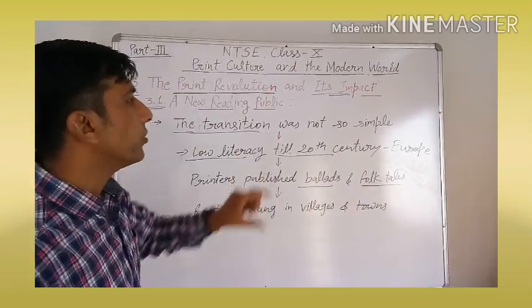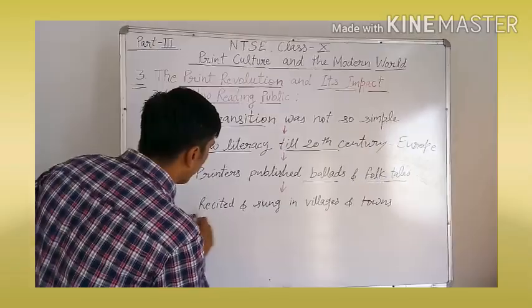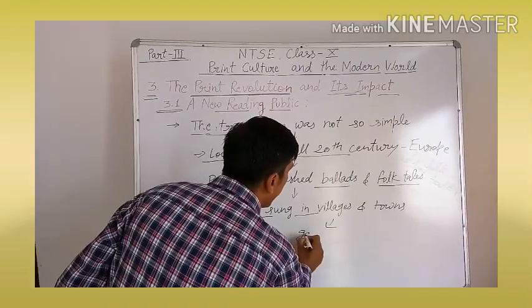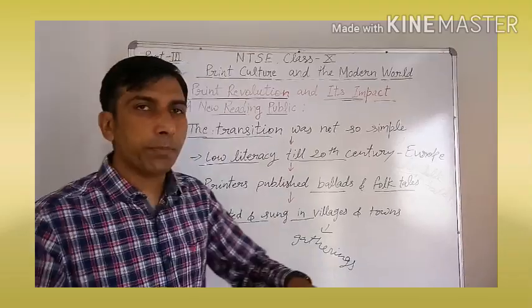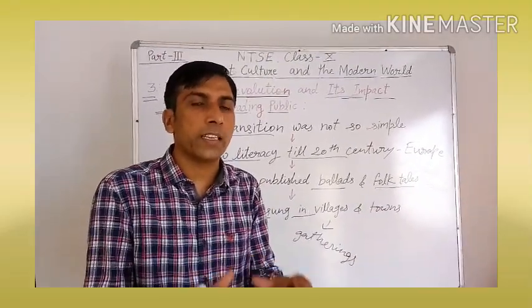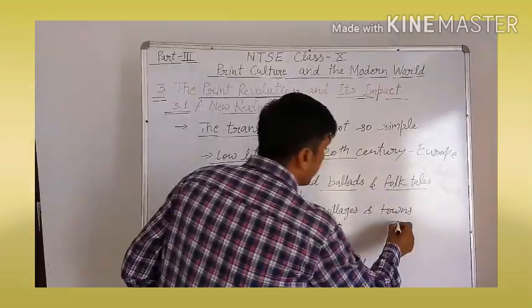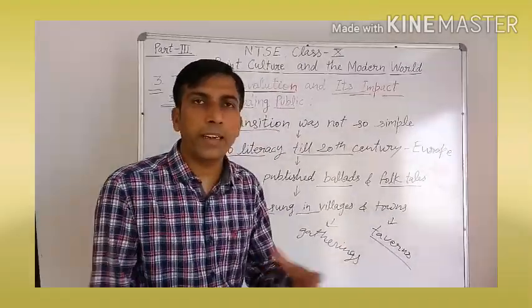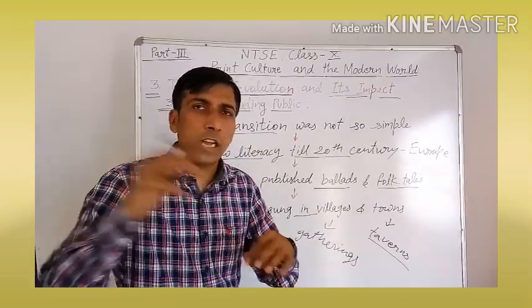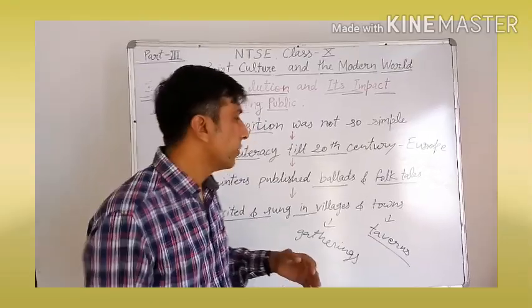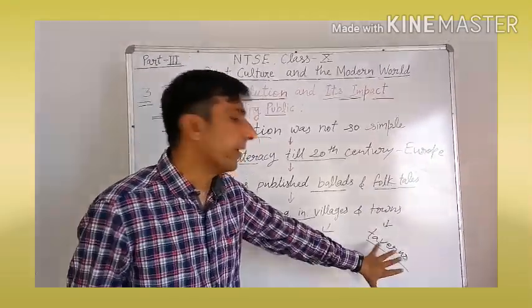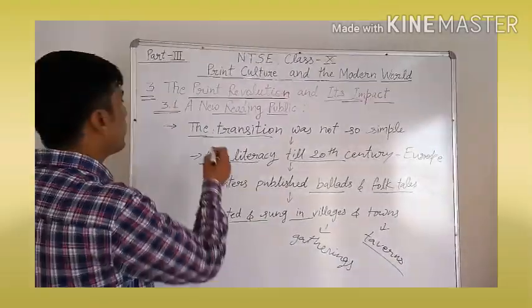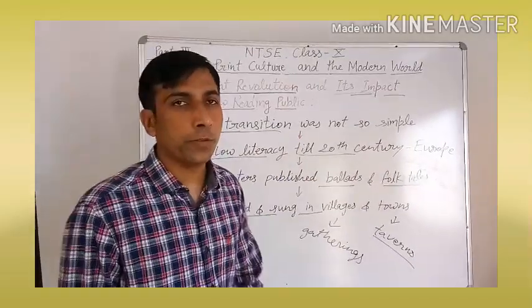So in this way, the transition was becoming more and more efficient, and these ballads and folk tales were recited and sung in the villages, in the village gatherings where the people used to gather, right? There these ballads and folk tales were recited and sung by the people. And in the towns, the taverns were the places where people used to gather. In the cities, they used to drink alcohol and exchange knowledge and news like this. So the people used to recite and sing these ballads and folk tales in the taverns and in the village gatherings. So in this way, this topic is covered. The transition was not so simple, so let's discuss further.